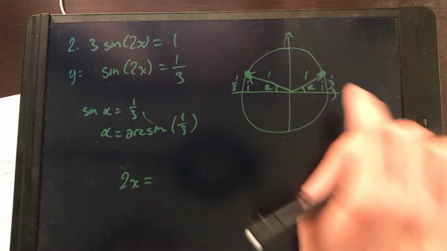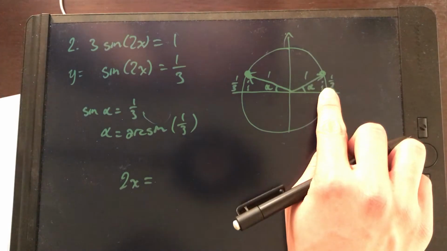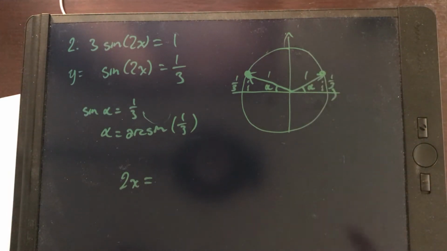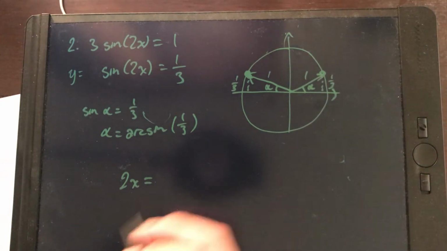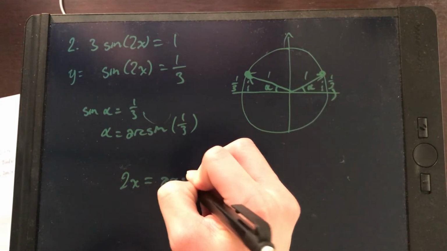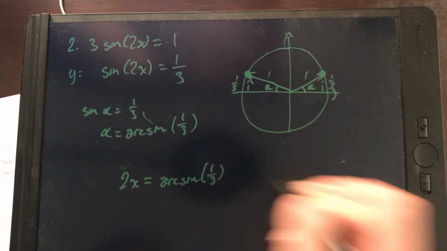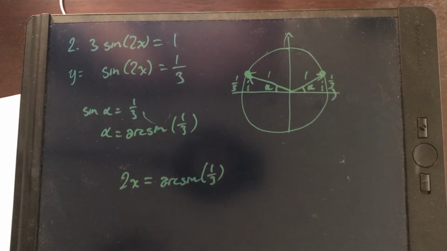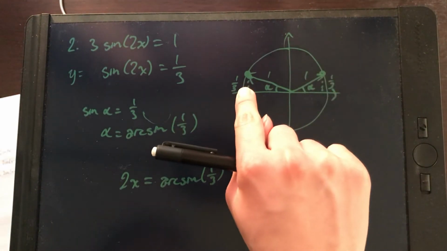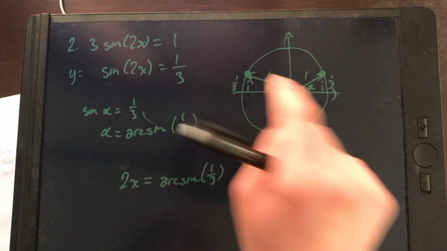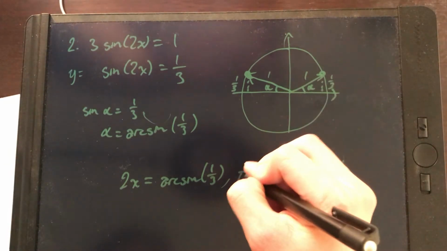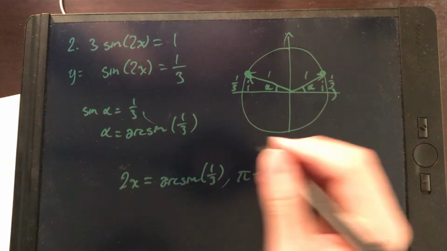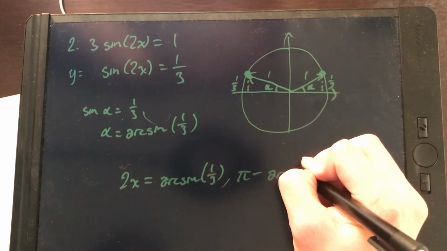Well, what if I just go in alpha from the positive x axis in the counterclockwise direction? If I go in alpha, I have indeed gotten there, and alpha is inverse sine 1/3. How else can I get there? I could go pi, I've overshot, but if I subtract the reference angle alpha, I'm back to an arm. So another solution is pi minus alpha, pi minus inverse sine 1/3.